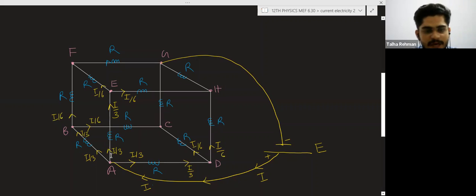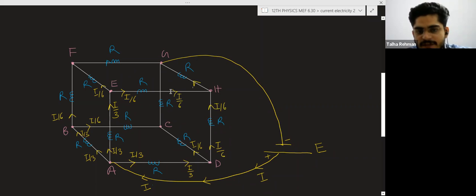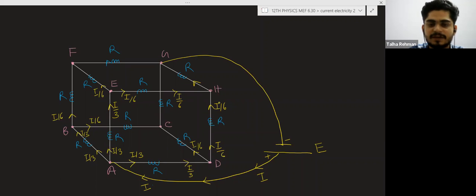Now just move to point H. I by 6 current is coming from here, and I by 6 current is coming from here. What is the current in this direction? You will add both the currents, I by 6 plus I by 6. Both the currents will meet at this junction, and we will get the current I by 3 here.